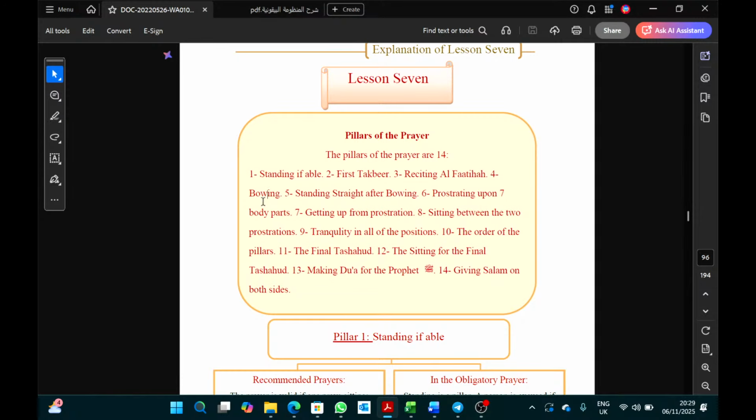Then prostrating upon the 7 body parts. What are the 7 body parts? Face, the whole face, the forehead till the nose. That's one. And then 2 hands, 2 knees, 2 feet. The Prophet ﷺ said, I have been commanded to do sujood upon 7 body parts, and then he mentioned these 7 body parts. So these 7 have to be on the ground. Not that your head's on the ground, hands on the ground, knees on the ground, and your feet are dangling there. That's not sujood. Okay? Now.